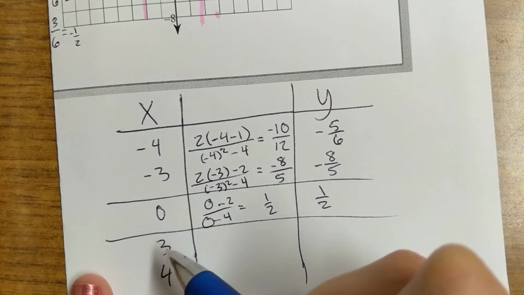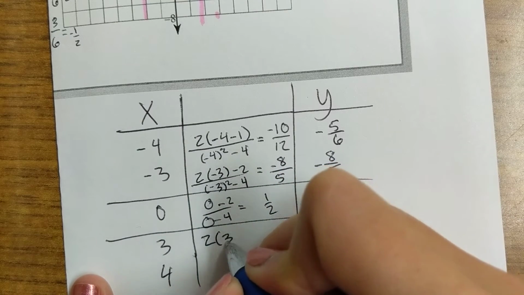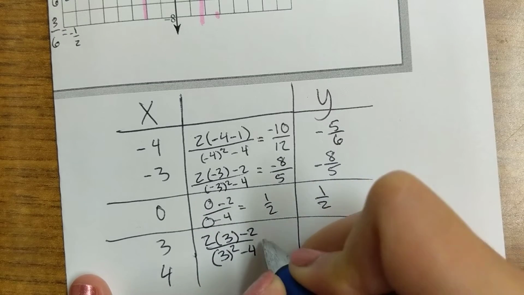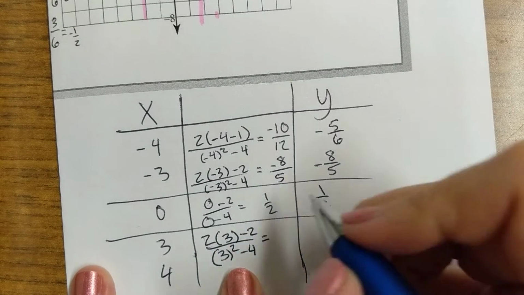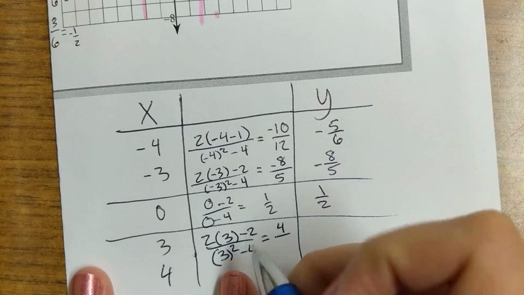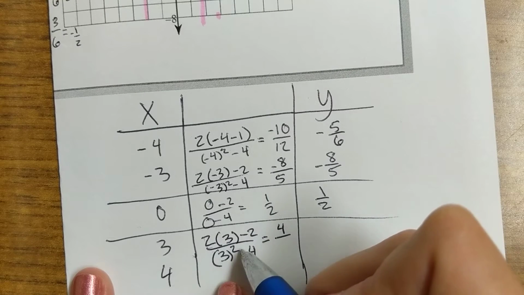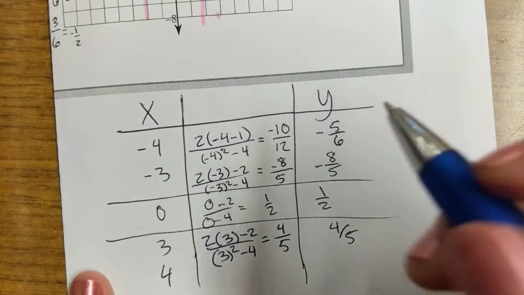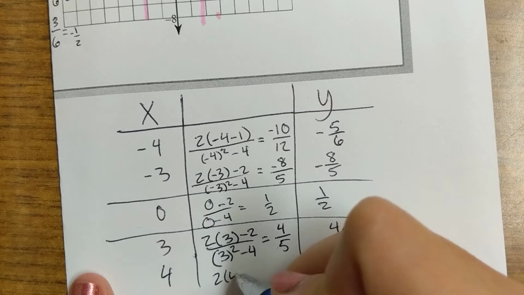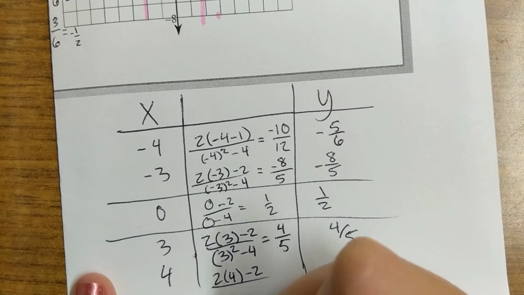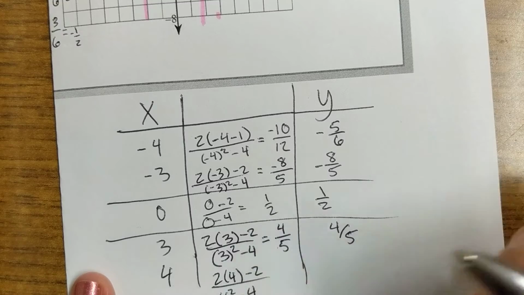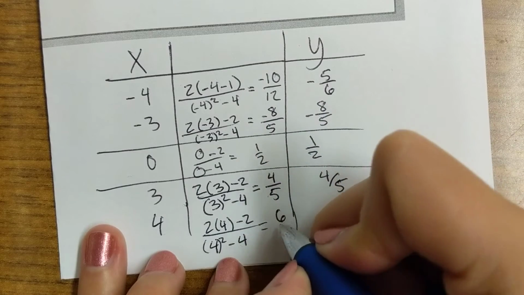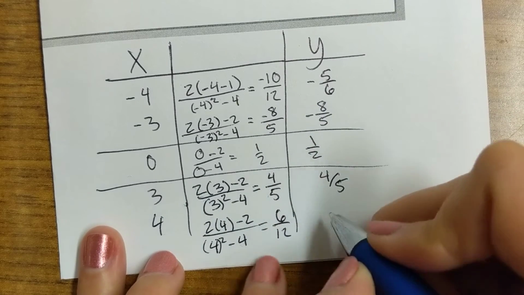When I plug in 3, I get 2 times 3 minus 2 over 3 squared minus 4. So again, I have 6 minus 2 is 4. 9 minus 4, so 4/5. And then plug in 4. And I get 2 times 4 minus 2 over 4 squared minus 4. Okay, so 8 minus 2 is 6. 16 minus 4 is 12. That's 1/2.